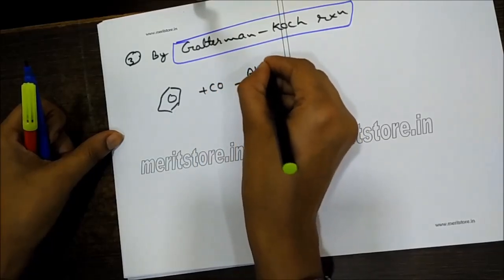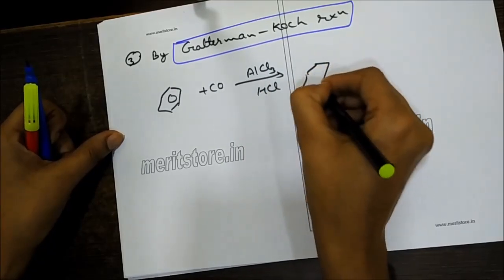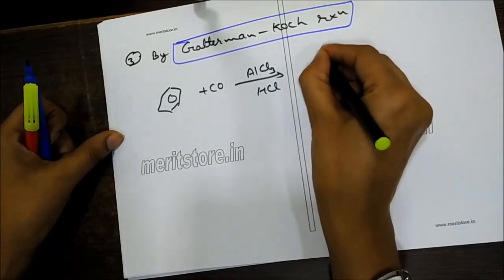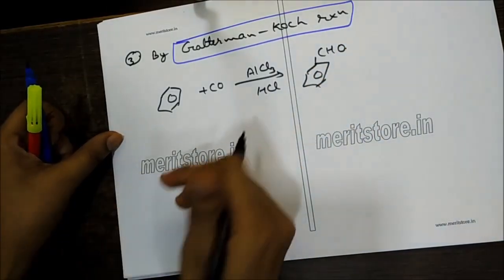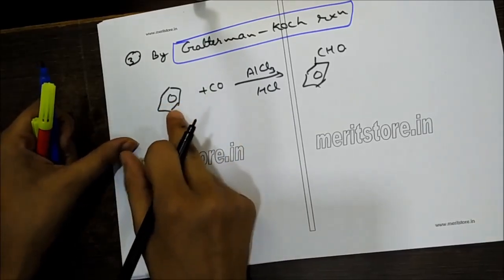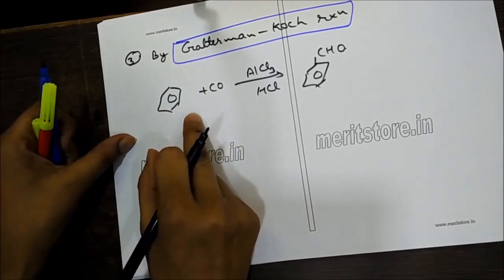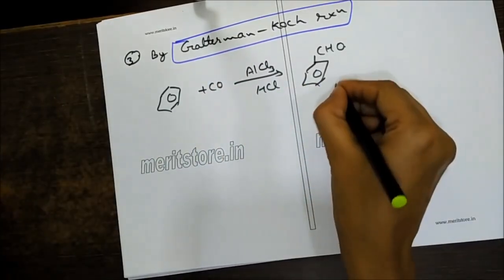In presence of aluminum chloride in acidic medium, it will give benzaldehyde. So here the formylation of benzene ring occurs by carbon monoxide, and it makes benzaldehyde.